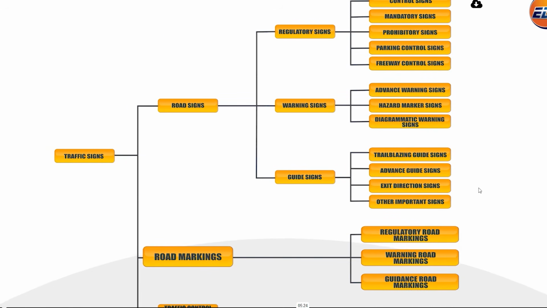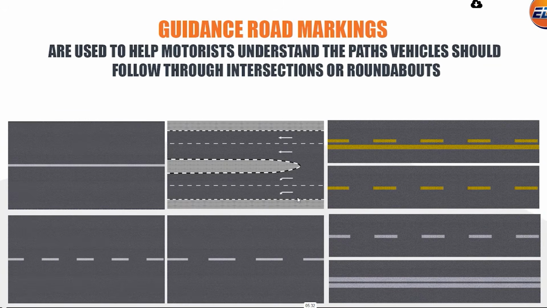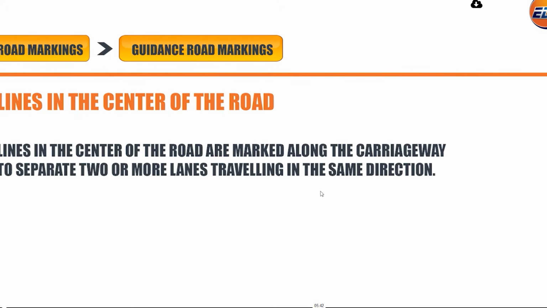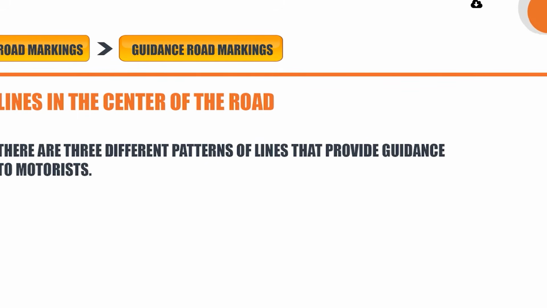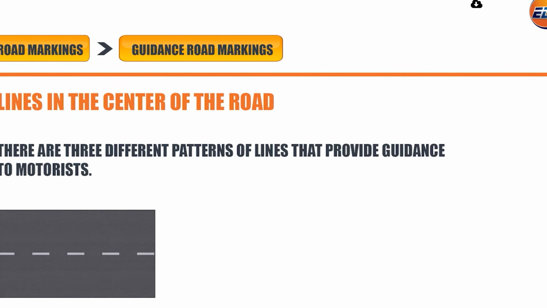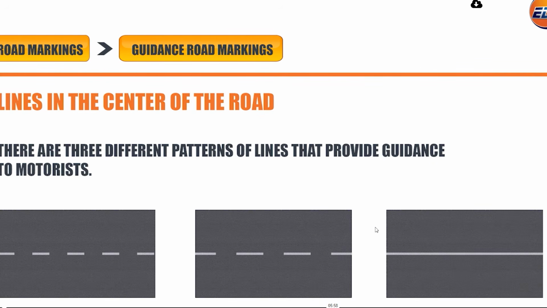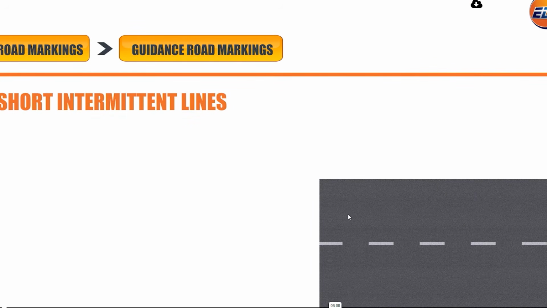Now let's learn about the third and last type of road markings, that is, guidance road markings. Guidance road markings are used to help motorists understand the paths vehicles should follow through intersections or roundabouts. Lines in the centre of the road are marked along the carriageway to separate two or more lanes travelling in the same direction. There are 3 different patterns of lines that provide guidance to motorists. These are short intermittent lines, long intermittent lines, continuous longitudinal lines.